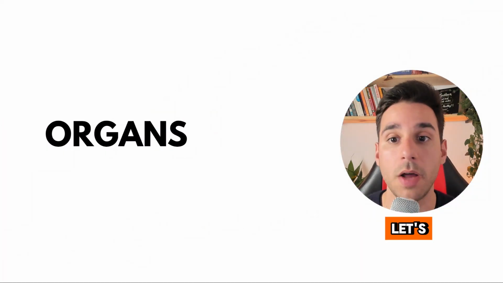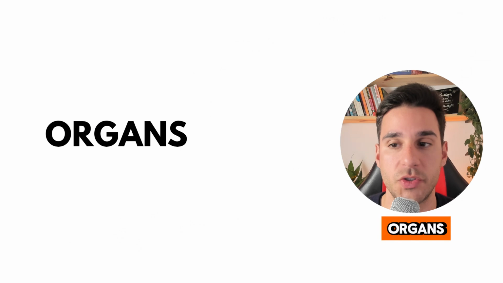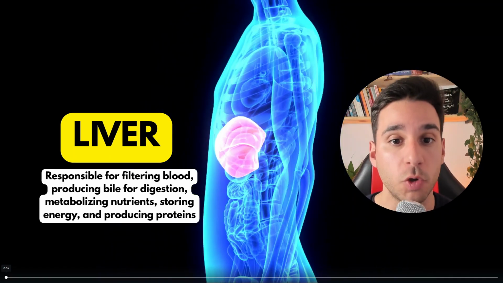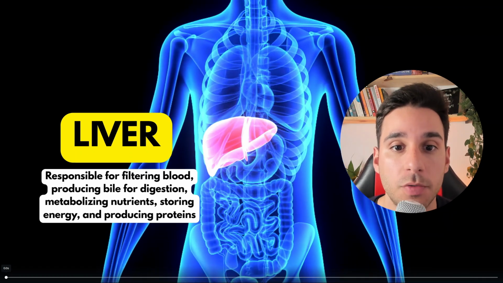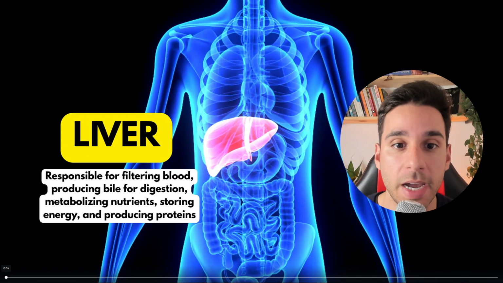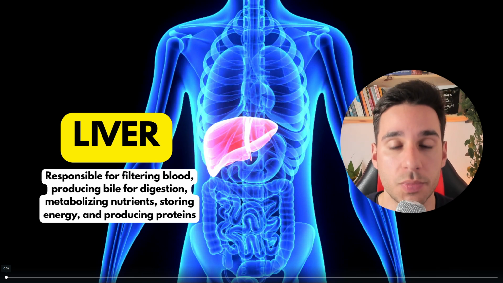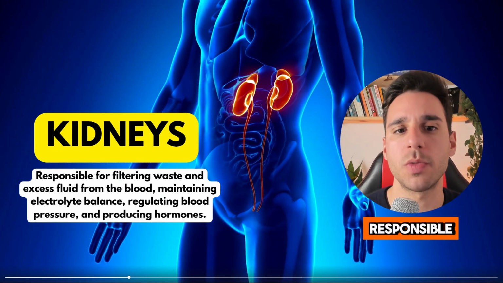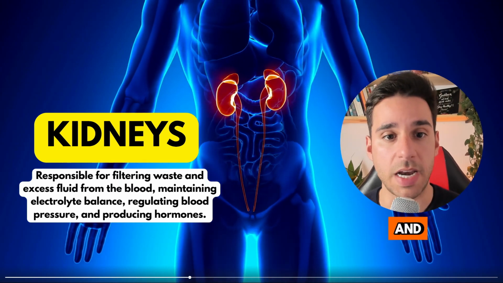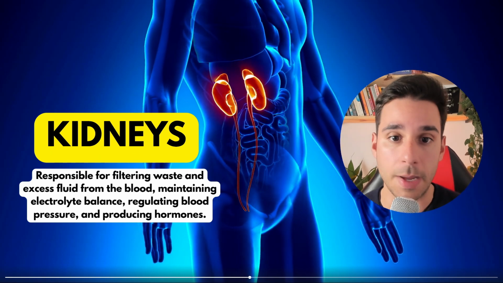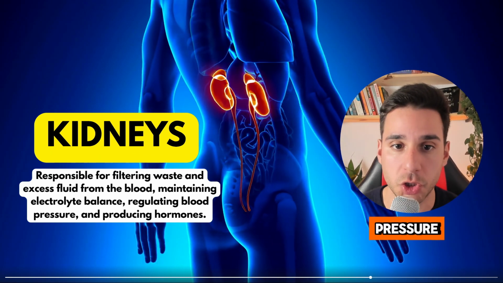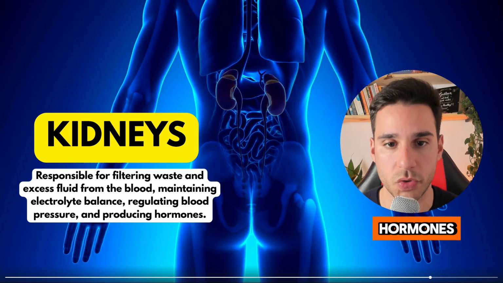Okay. Now let's dive into organs. So organ number one is the liver. It's responsible for filtering blood, producing bile for digestion, metabolizing nutrients, storing energy, and producing proteins. Kidneys. We have two kidneys and they're responsible for filtering waste and excess fluid from the blood, maintaining electrolyte balance, regulating blood pressure, and producing hormones.